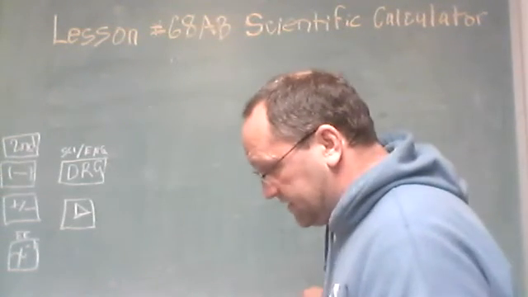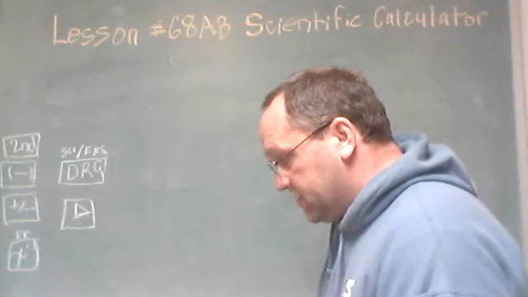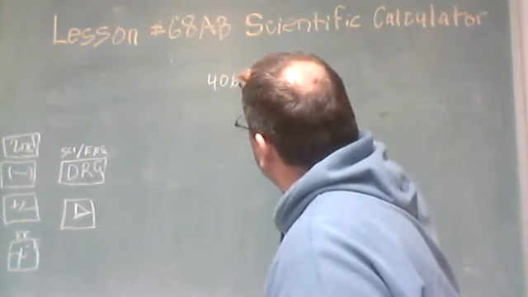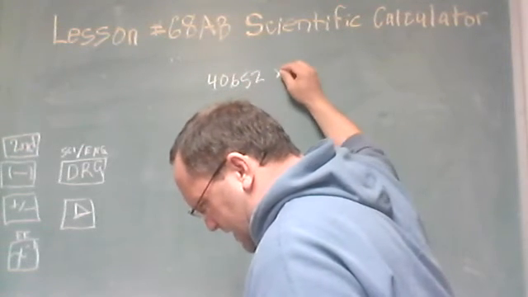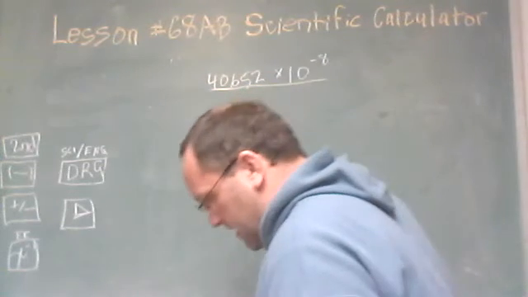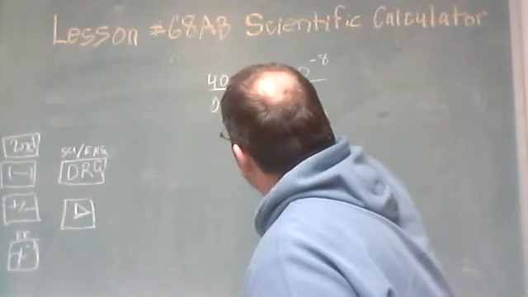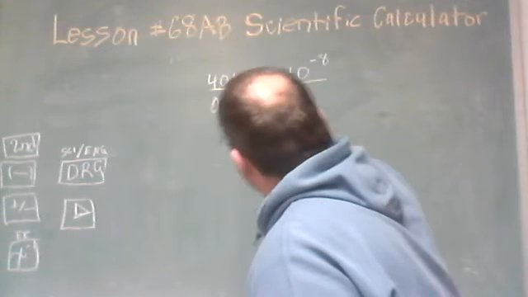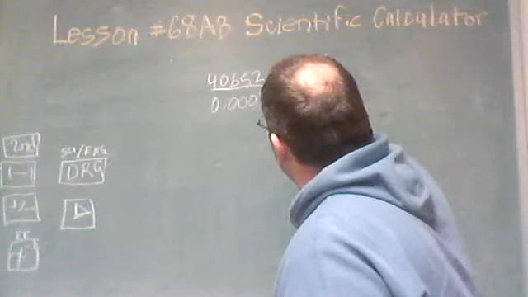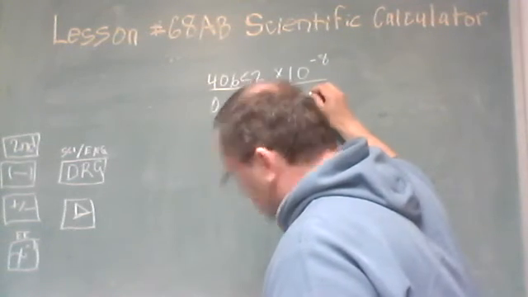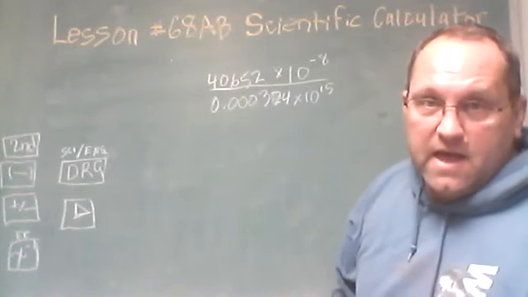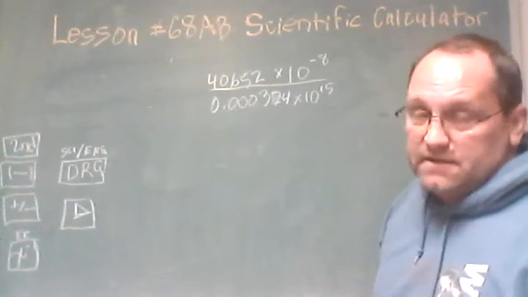This is example 68.2 on page 277. Okay, we have 40,652 times 10 to the minus 8 divided by 0.0003224 times 10 to the 15th. And again, I'm going to put this exactly as it is listed in the problem.